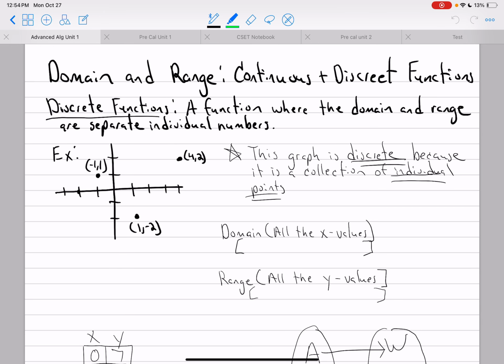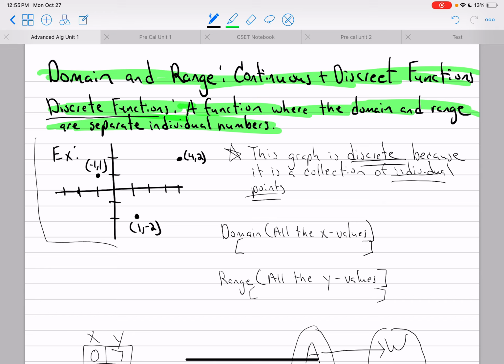I like it. Let's talk about the domain and range of continuous and discrete functions. All right. So first off, what is a discrete function? A discrete function is a function where the domain and range are separate individual numbers. So if you have a graph that looks like this one, this would be discrete because you just have this distinct point, and this distinct point, okay? So this graph is discrete because it is a collection of individual points.